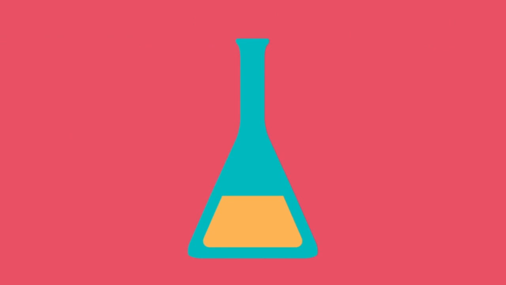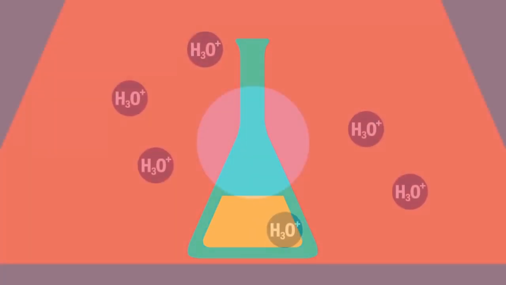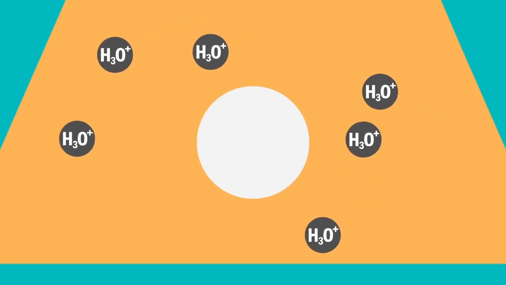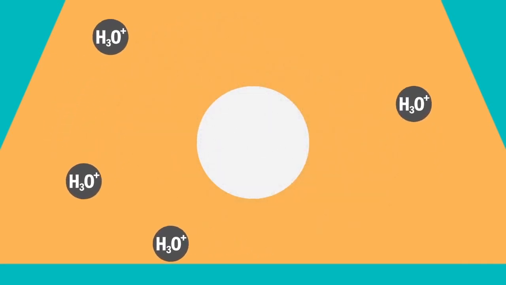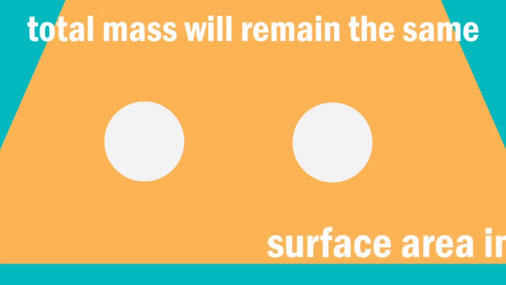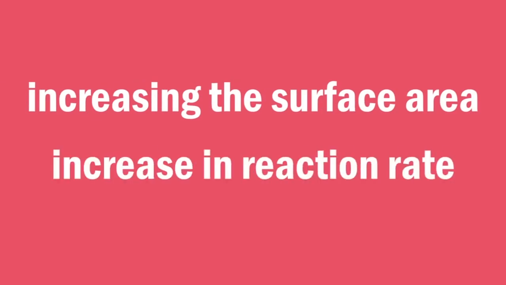Last is surface area. To understand this, consider the reaction between hydrochloric acid and one marble chip. The H3O+ ions from the hydrochloric acid can react with only the surface of the marble chip. If this marble chip is broken down into two, the total mass will remain the same, but the surface area will have increased. The H3O+ ions from the hydrochloric acid can now react with more of the marble chip in a given period of time. This means the increase in the surface area results in an increase in reaction rate.